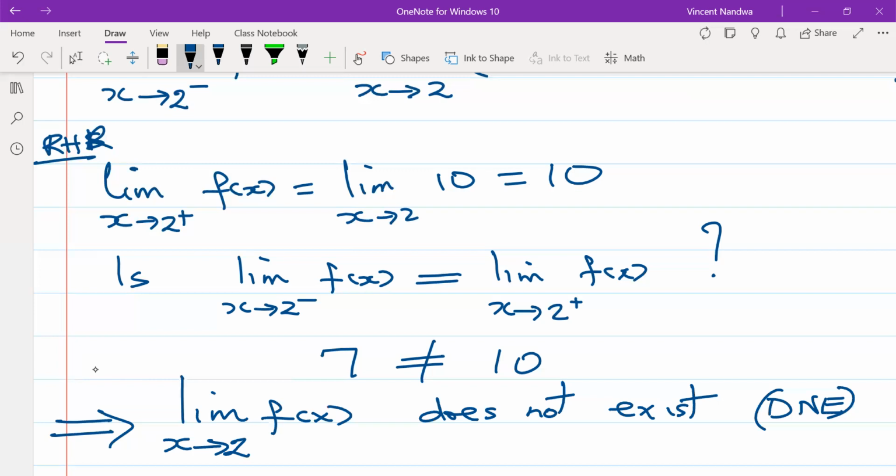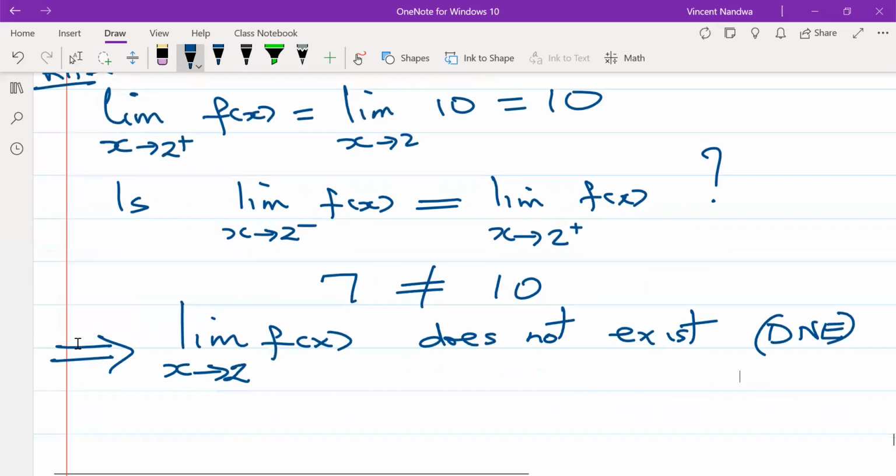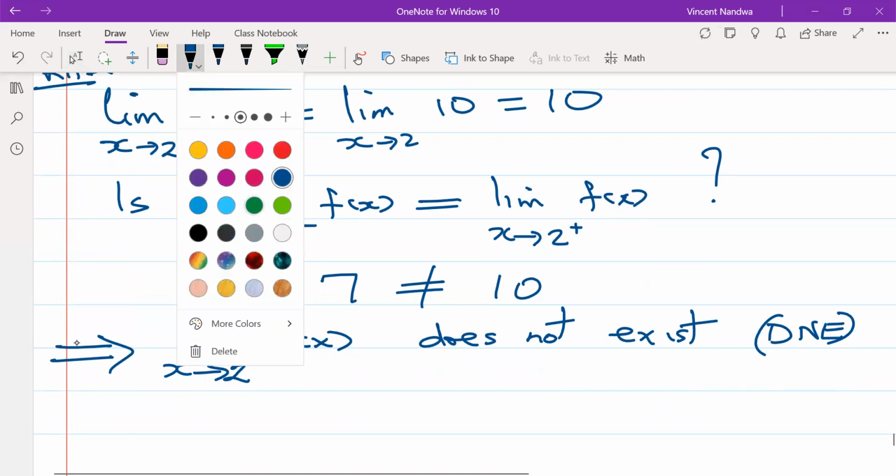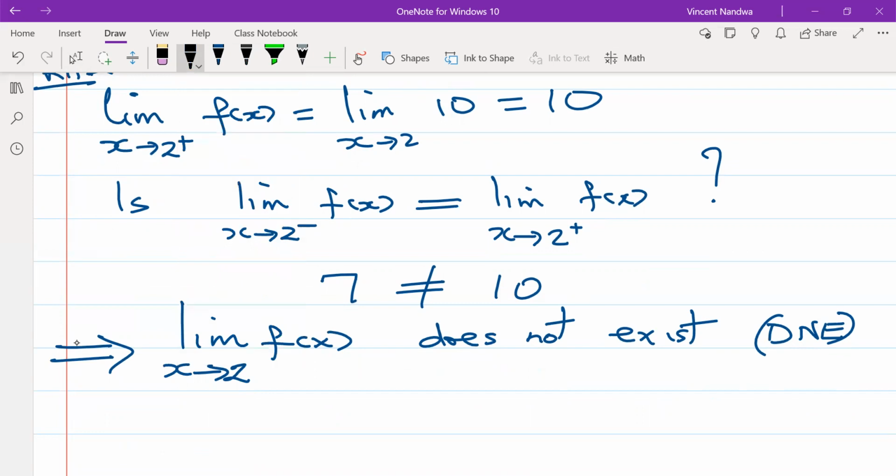So what's the conclusion now for continuity of that function at 2? The function is not continuous at x equals 2. Therefore, f of x is not continuous.